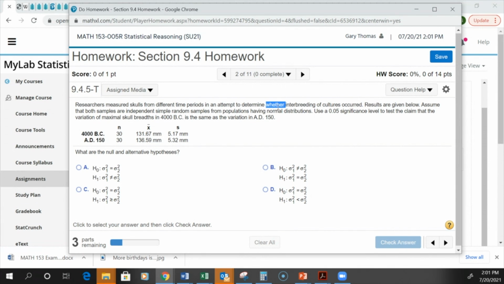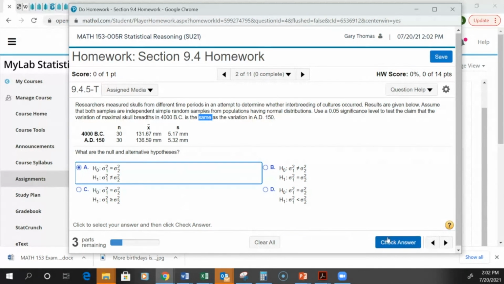Whether there was interbreeding, these are independent, simple random samples. Simple random samples, normal distributions. Here's the claim. The claim is that the variation in 4000 BC is the same. So if we have the same for our original, our opposite is not the same. We're looking for an equals and a not equals. It looks like that. That was easy.